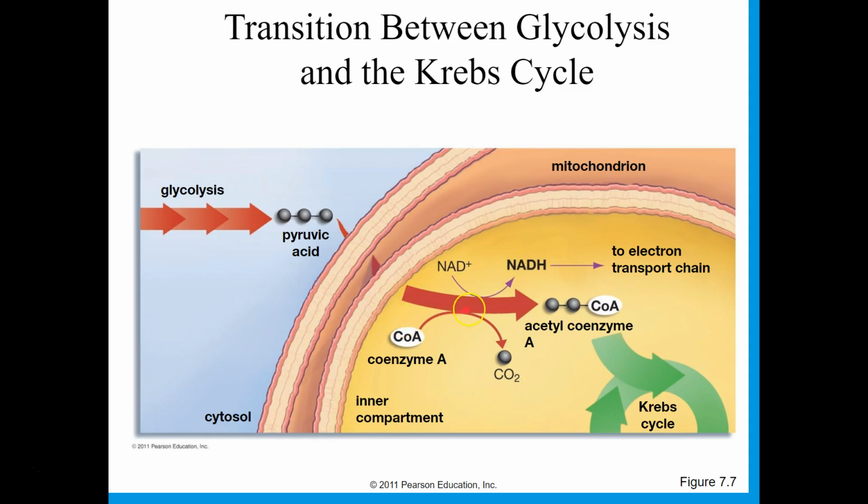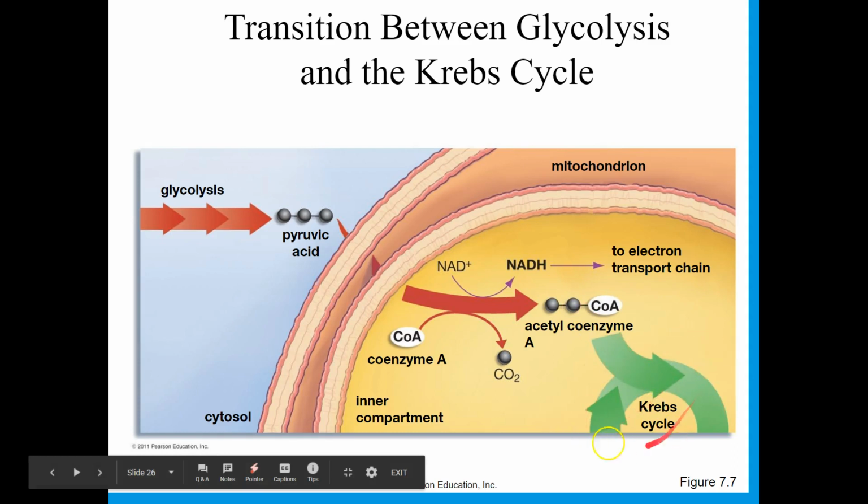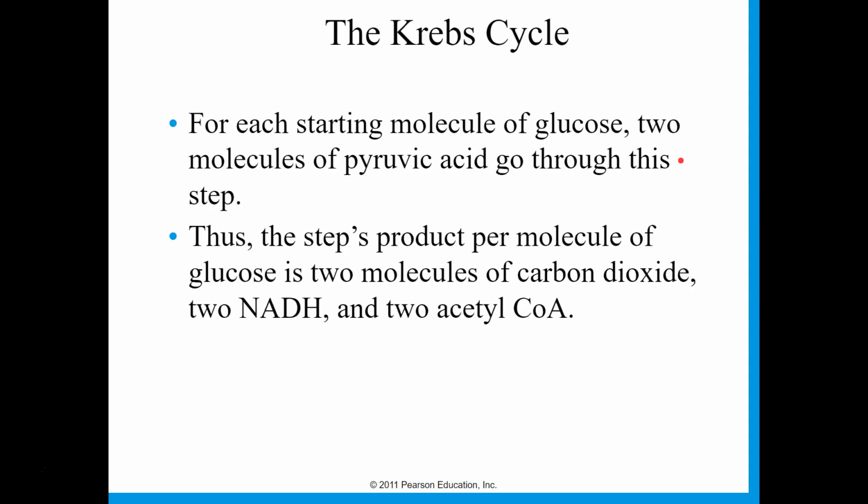So here you have pyruvic acid forming up with this CoA, forming acetyl-CoA, or acetyl coenzyme A. And from this, you wind up with that CO2 molecule, you wind up with that NADH molecule, and this acetyl-CoA moves through the Krebs cycle. And we're going to talk about the Krebs cycle here briefly.